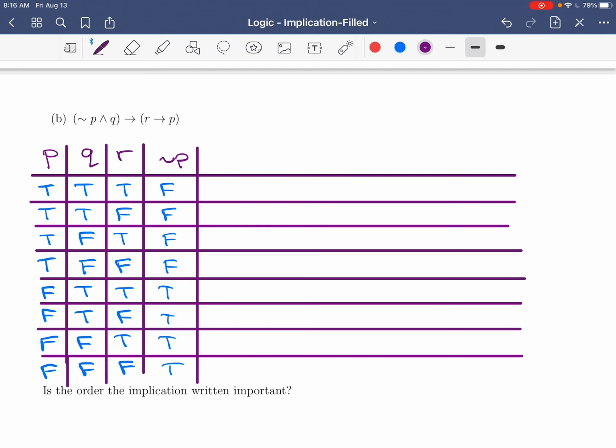And then I want not P and Q. So for not P and Q, I'm looking at column 4 and 2, and I want them both to be true. In the first 4, not P is false, so the first 4 are going to be false. And then for the next 4, not P is true, so I just want to look where Q is true, and that's going to be these first 2. That's where they're both true, and then over here Q is false. I also need R implies P.